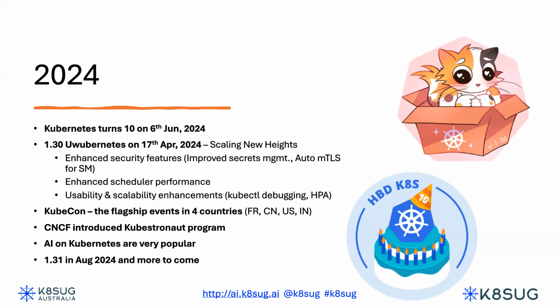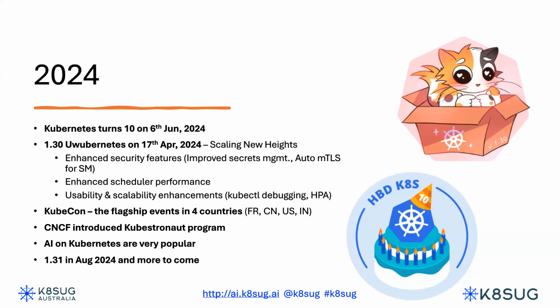And one release this year, even though we're not even halfway yet, one of the big releases is 1.30. Each release, I don't know if you guys know, has a code name. It was released on 17th April of this year. The theme is scaling new heights.